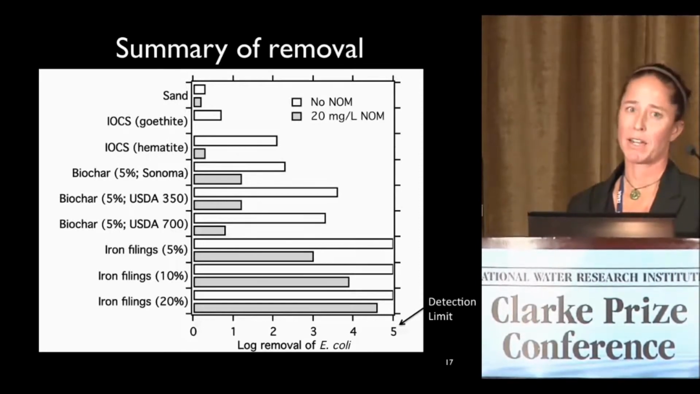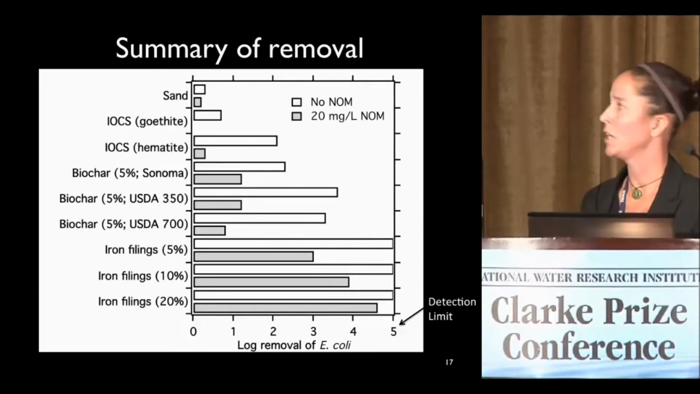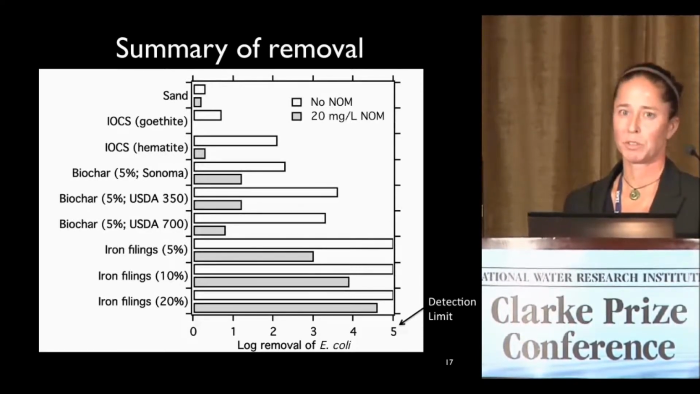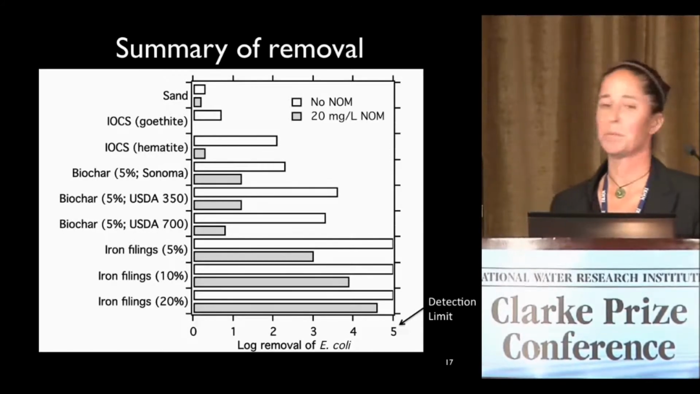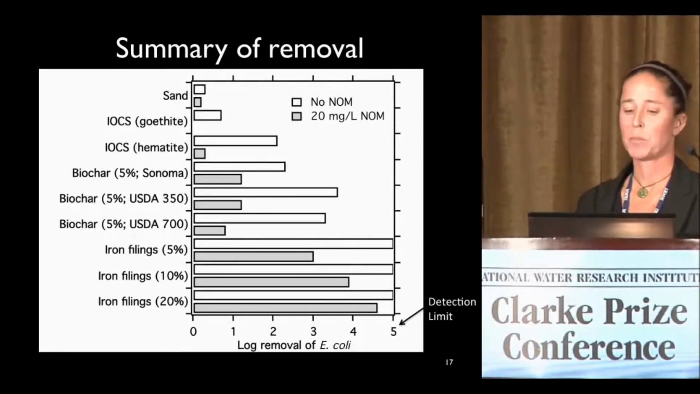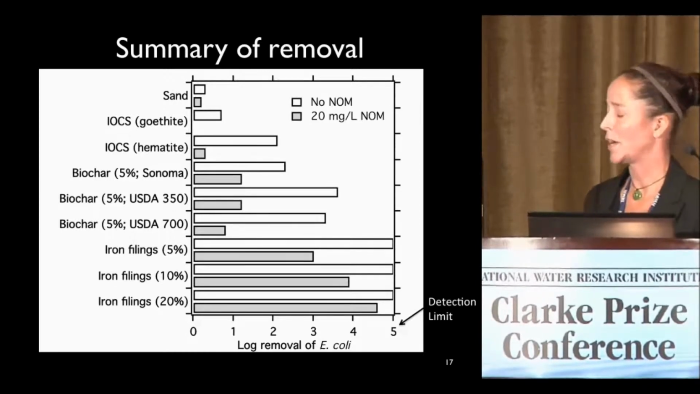And then when we add NOM, 20 milligrams carbon per liter of NOM, that removal is reduced. But we still have the best results when we mix our sand with the iron filings, but we also have fairly good results with the biochar as well.